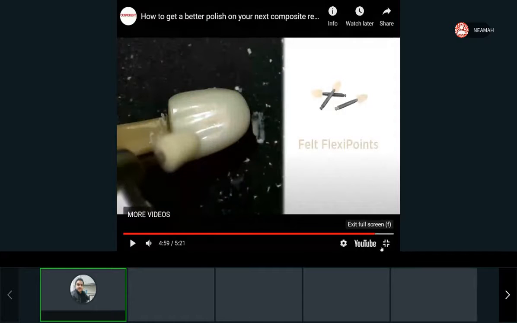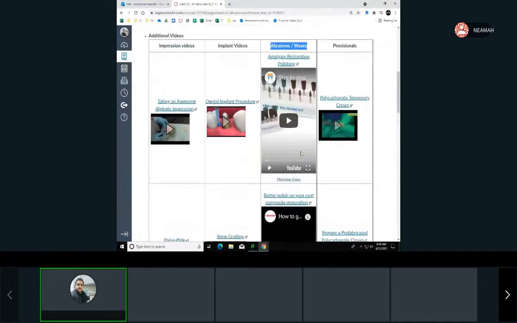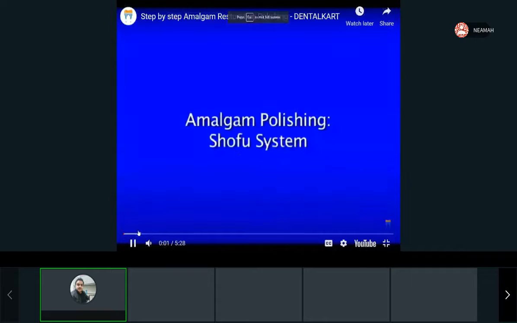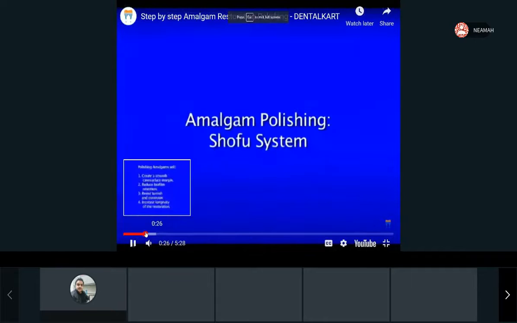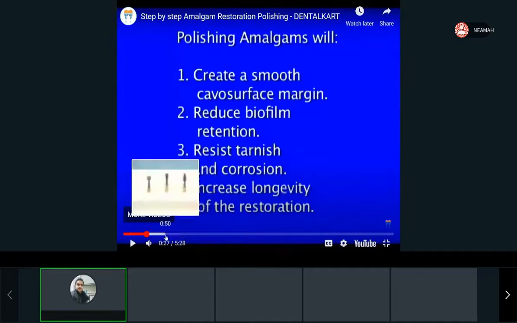So yeah, polishing can make a big, big difference in the filling, especially for anterior teeth, to make them look more natural. And this is for amalgam, just again to see. Polishing will definitely produce a smoother surface, get less retention for the biofilm, resist tarnish and corrosion, and increase the longevity.